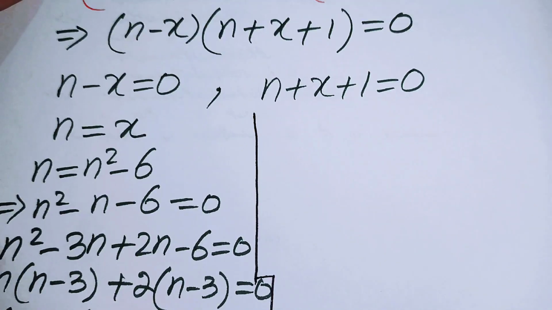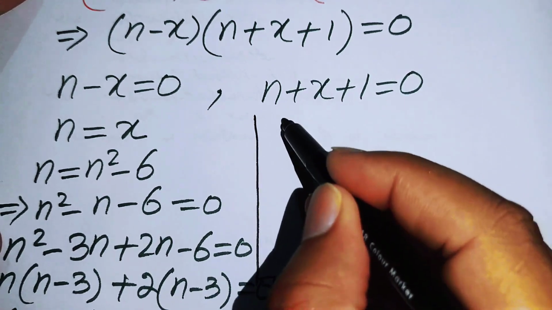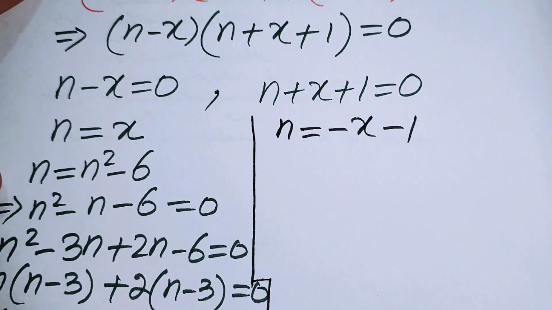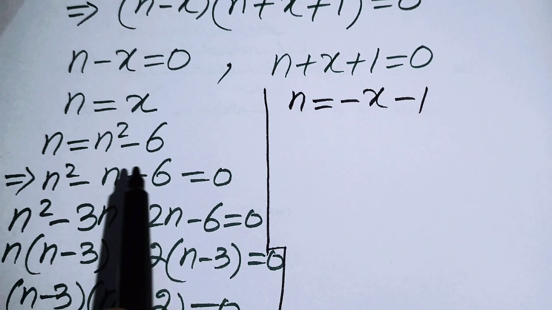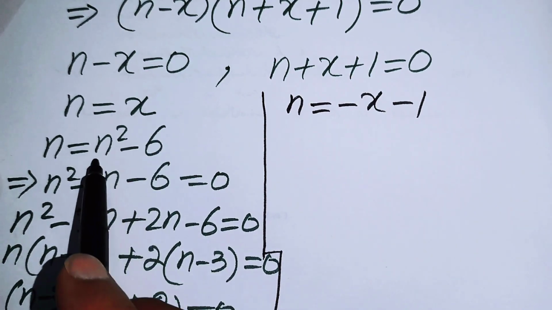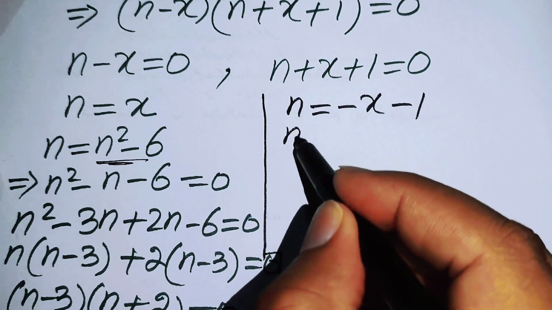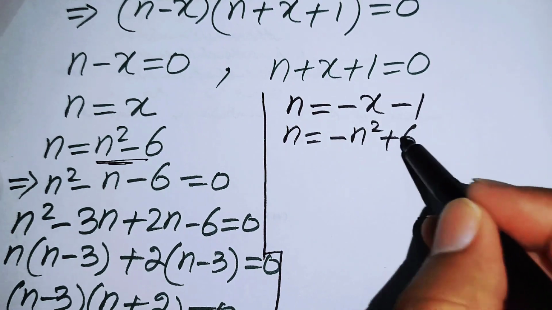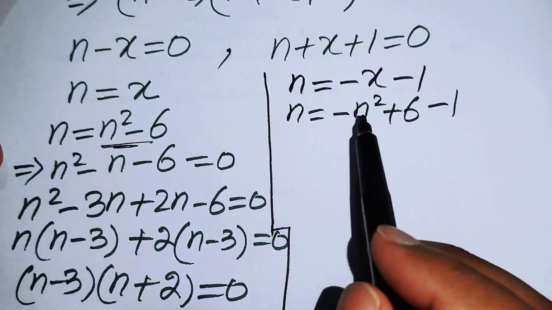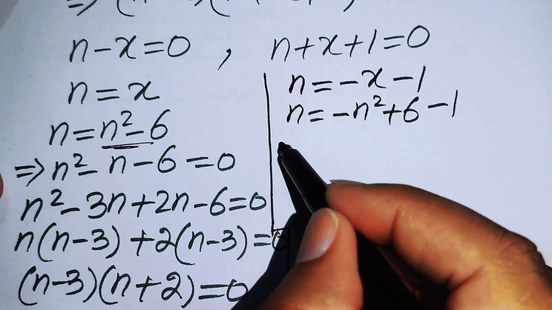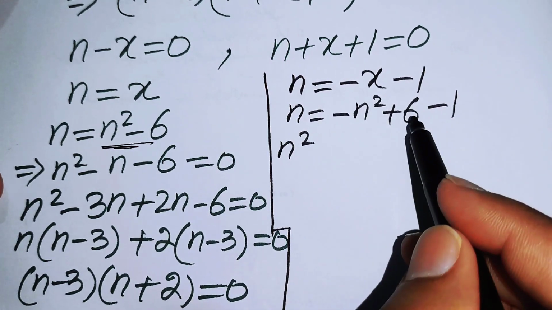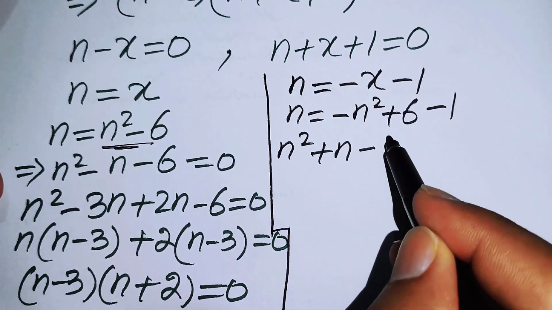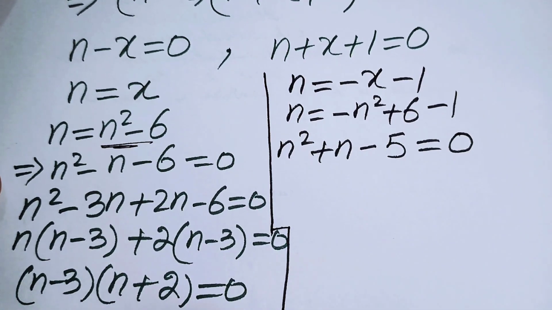So here we move this x and 1 to the right hand side, and you get n equals minus x minus 1. And now we back substitute the value of x, and similarly here we put the value of x, which is n squared minus 6. So this is the value of x we can put again here, and you get minus n squared plus 6 minus 1. So now we move all these terms to the left hand side, and you get n squared. Here you have 6 minus 1 is 5, and this is plus n. When we move this 5 to the left hand side, you get minus 5 equals 0.